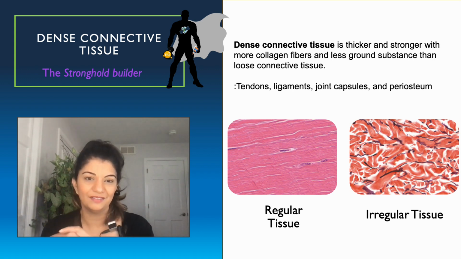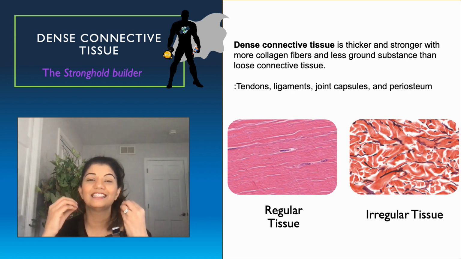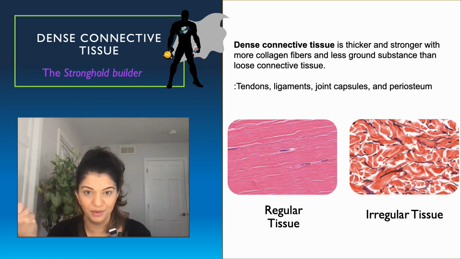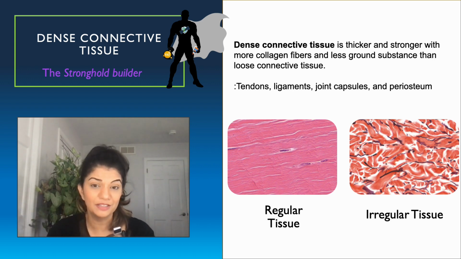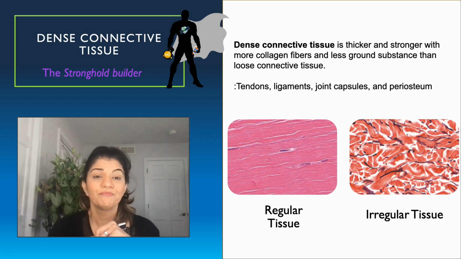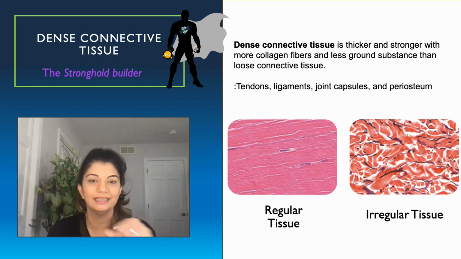Now, dense connective tissue is the opposite of loose, right? It's this very tightly woven rope. And I always think of a rope when I think of dense connective tissue. It contains more collagen fibers than loose connective tissue, and it makes it very resistant to stretching, right? Loose connective tissue still has somewhat of a fluid quality, whereas dense does not, categorically at least.